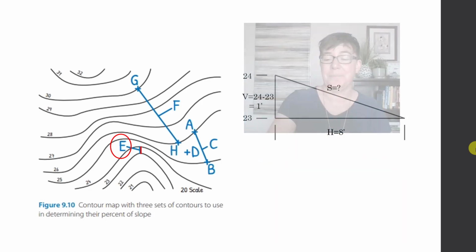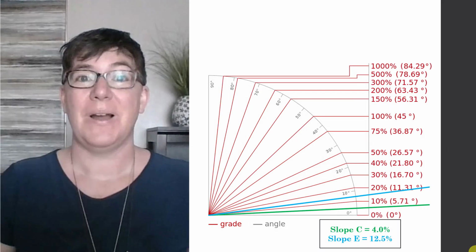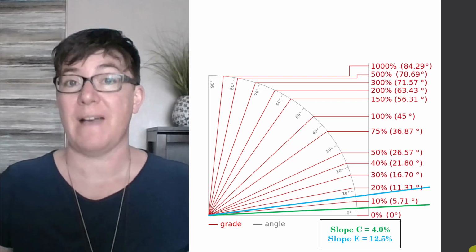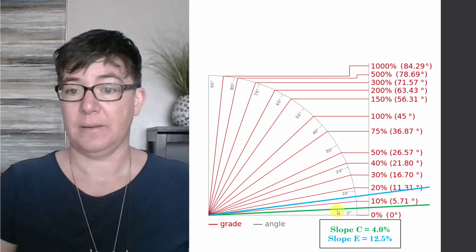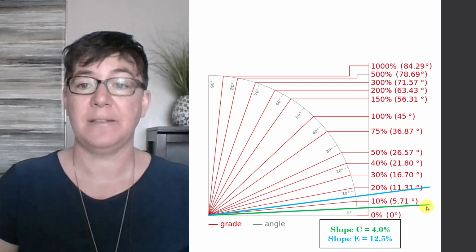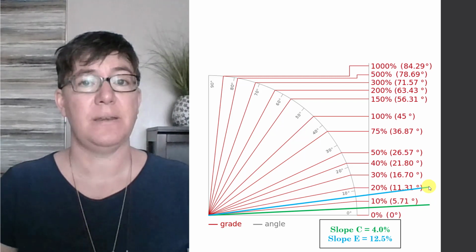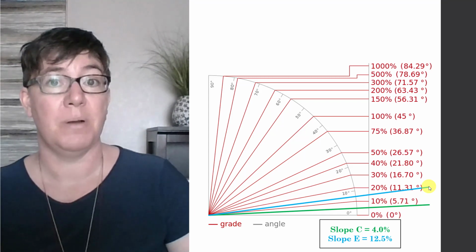Are you ready? Here's the answer. Your slope is going to be 1 over 8, or 0.125, or 12.5%. We just saw that slope C is 4% and slope E is 12.5%. Let's visualize those on our diagram here. You can see that here is slope C drawn in green. It is shallower or less steep than slope E, drawn in blue at 12.5%. And that is exactly like we predicted because the contour lines were further apart or closer together.